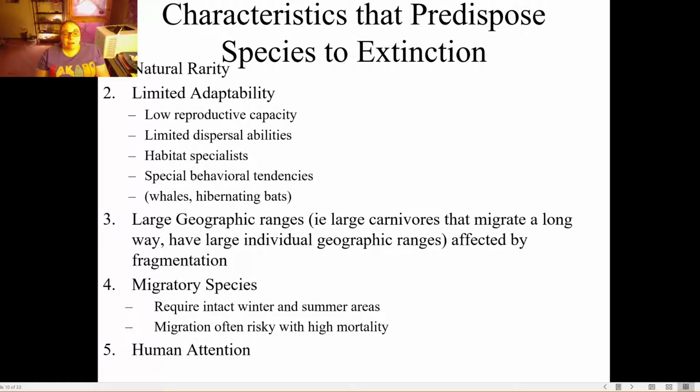Then we have migratory species. These species are at risk because they require a winter and a summer area. So we need to have two habitats available for them. Also, migration is risky itself. Migration has a very high mortality rate. So they take this big risk by going somewhere different for the summer and the winter. And then also species that have particular human attention, so ones that we want for something, really.